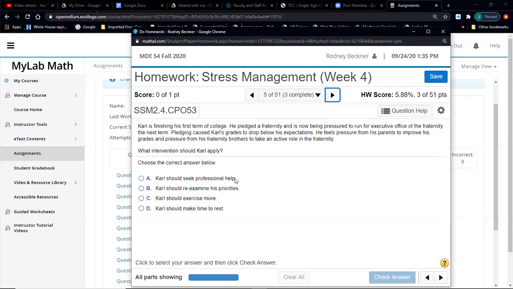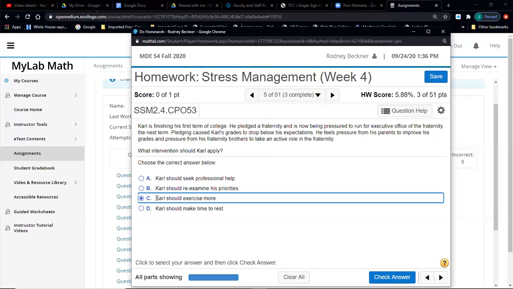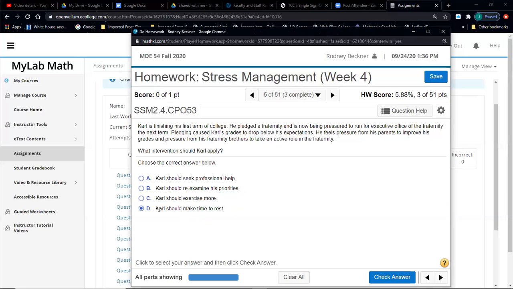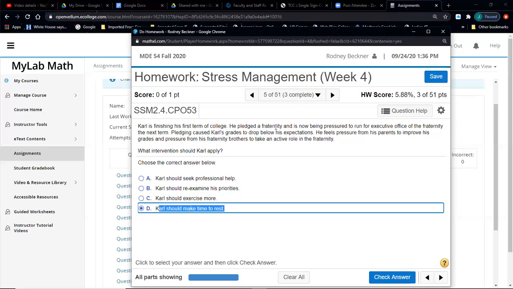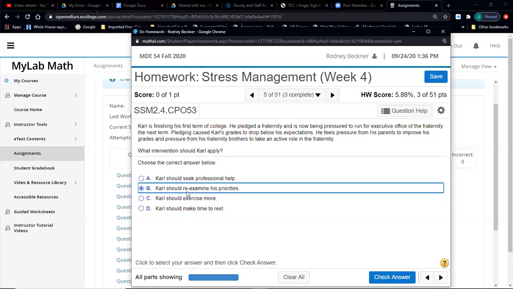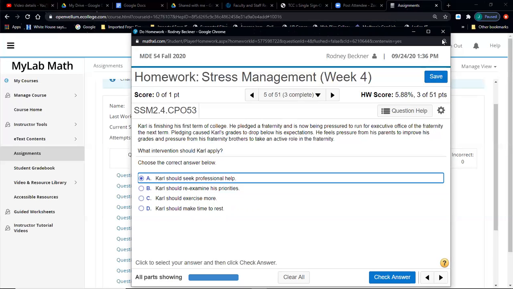So seek professional help, re-examine his priorities, exercise more. Another one that's just a general, really, really does help the mind unless you have limited physical capabilities. And then Carl should make time to rest. Again, generally a good idea. I don't know how rest is going to help this. Exercise, general good idea. Don't know how it's really going to help this. So re-examine priorities or seek professional help.